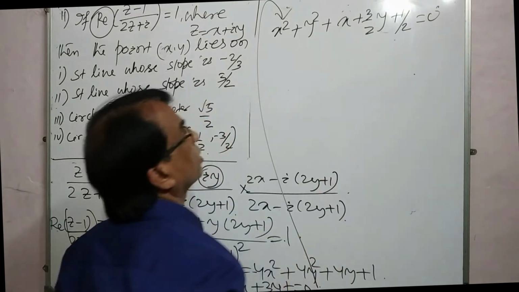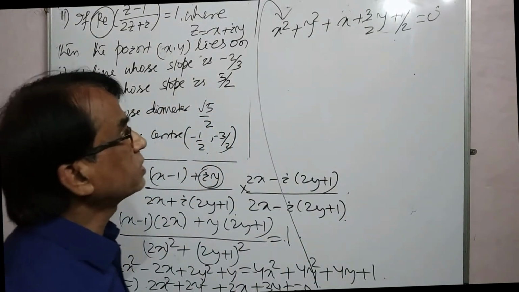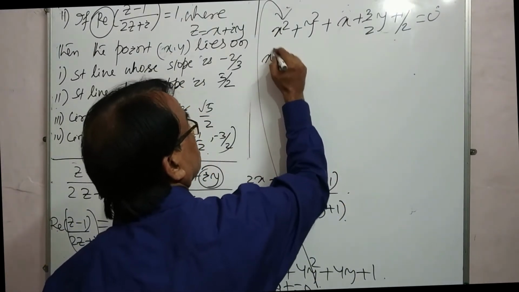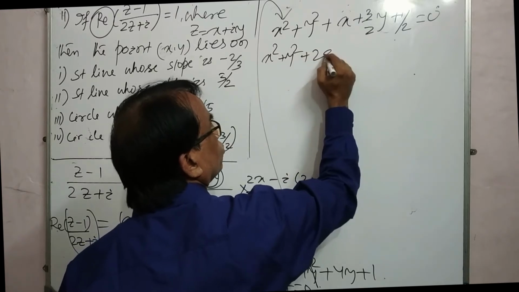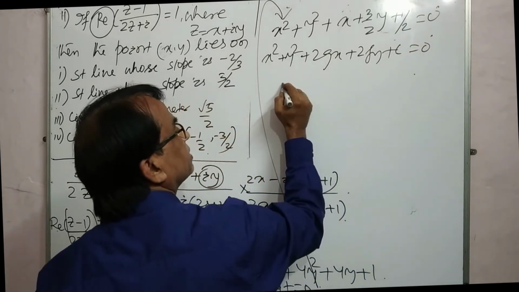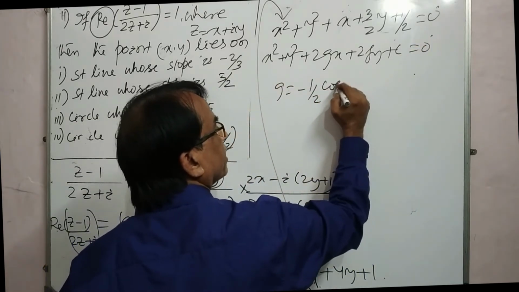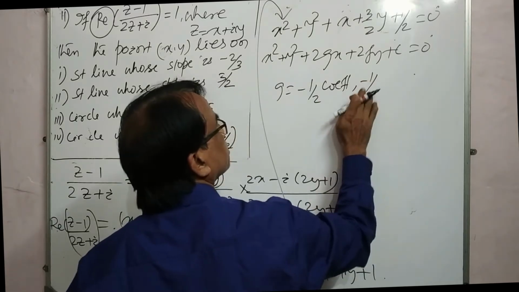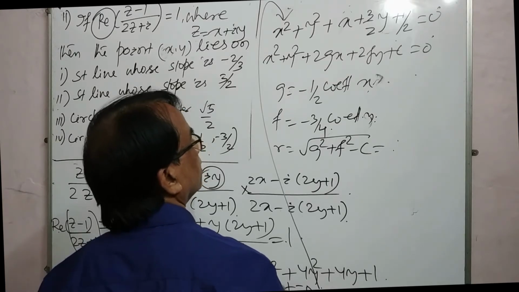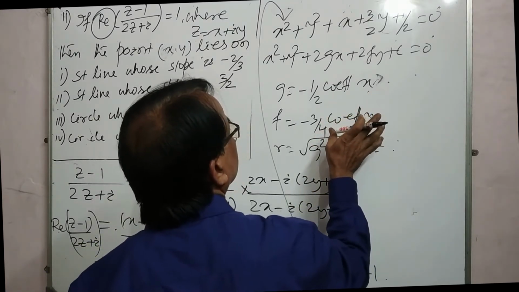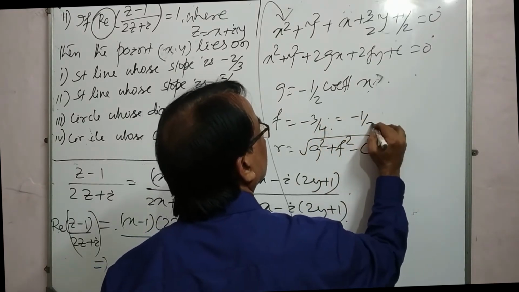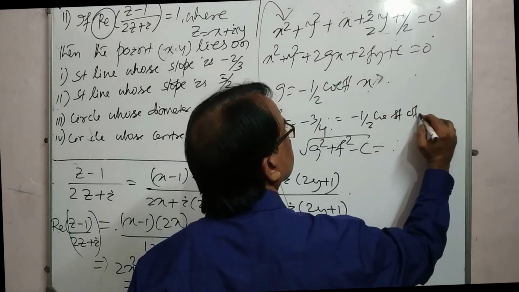It is the equation of a circle. It is a second degree equation. If the coefficient of x squared is equal to that of y squared, it is the equation of a circle, and it is just x squared plus y squared plus 2gx plus 2fy plus c equals 0. And what is g? Minus half the coefficient of x, that is minus 3 by 4, and f is minus half the coefficient of y.